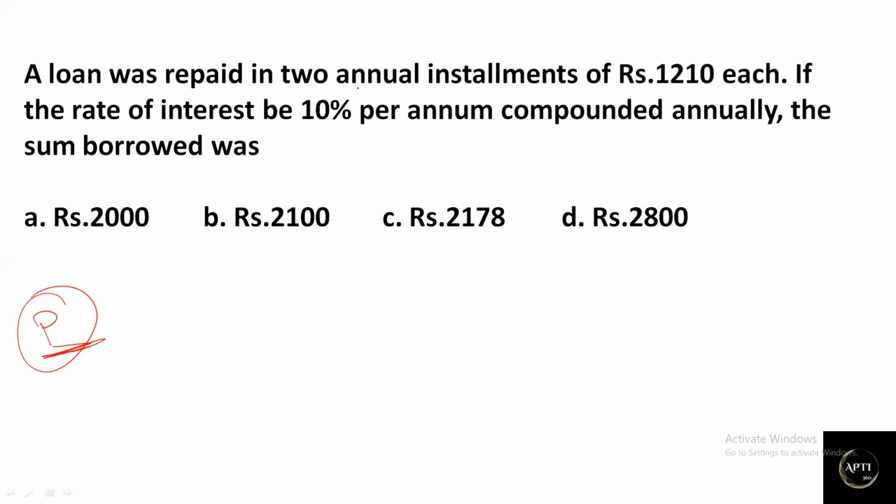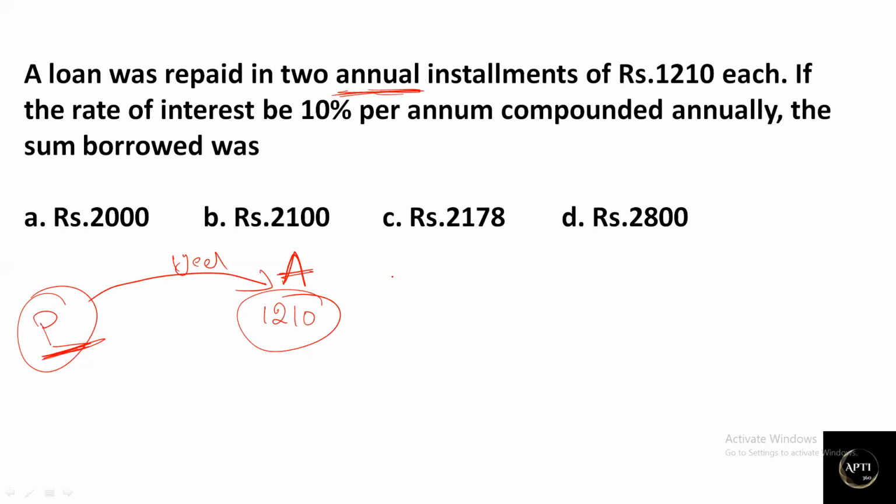If you observe, two annual installments means at the start we have a principal amount. Let's take that I have borrowed some amount from the bank. Two annual installments, every year. First year, how much did I pay? First year, I paid 1210 rupees. The total amount I paid is 1210 rupees.